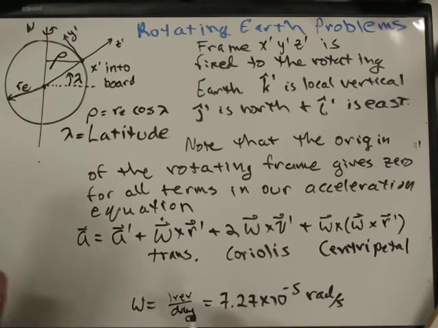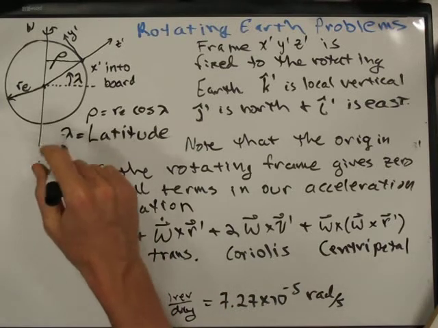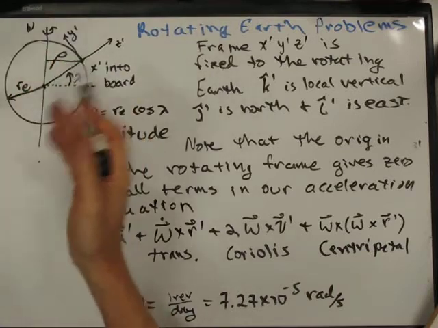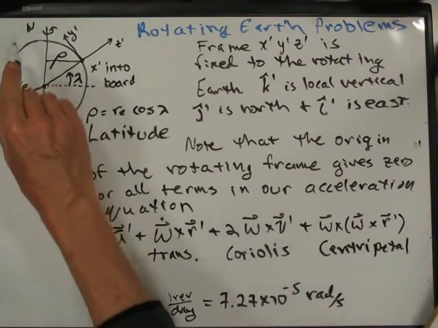So we're going to look at some problems on the rotating Earth. And we're just going to begin by talking about the rotating frame on the Earth and how it's laid out. This is a picture of the Earth as viewed from the side. Here's the rotation axis. It's rotating at angular velocity omega.